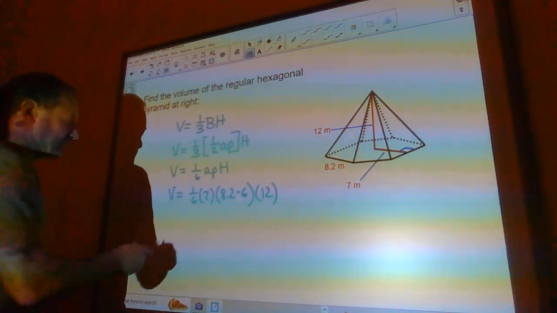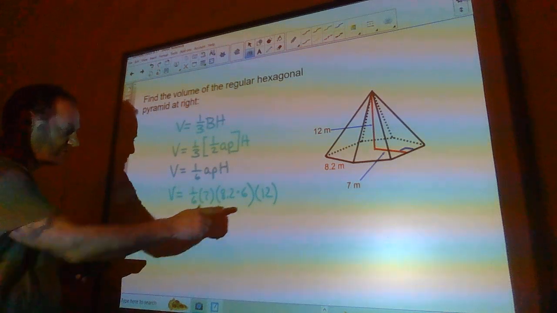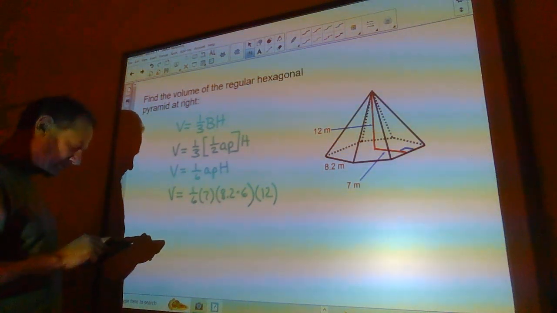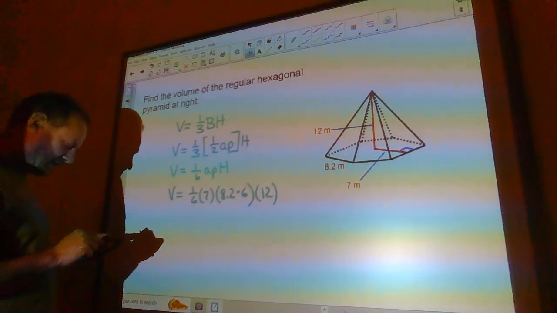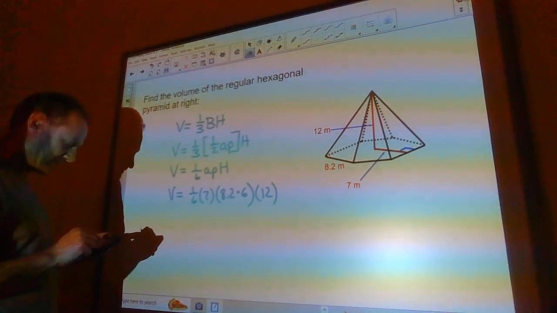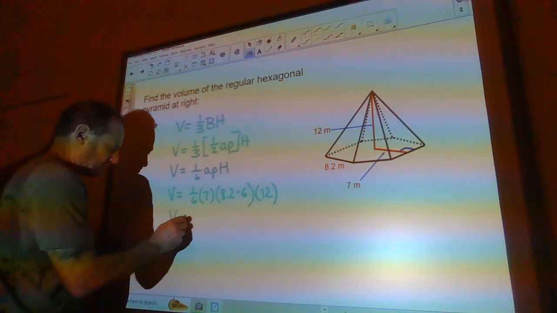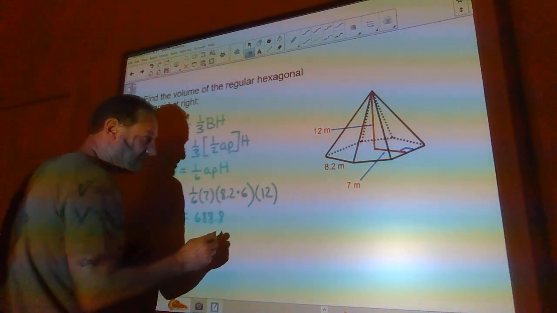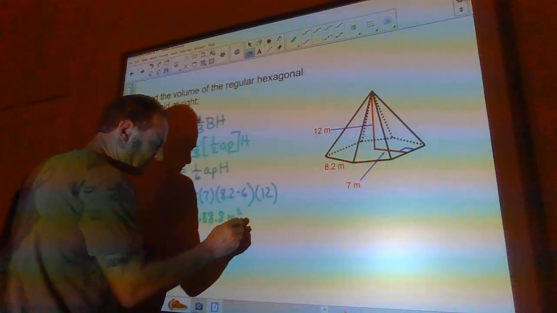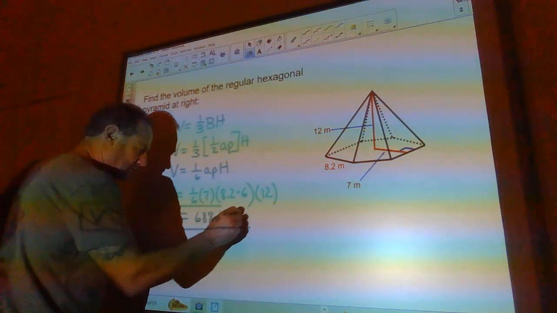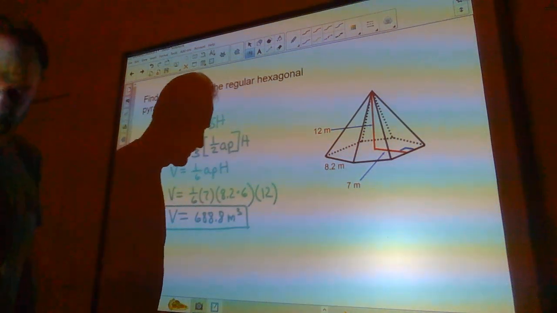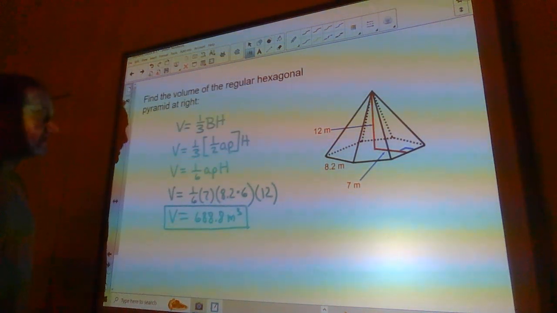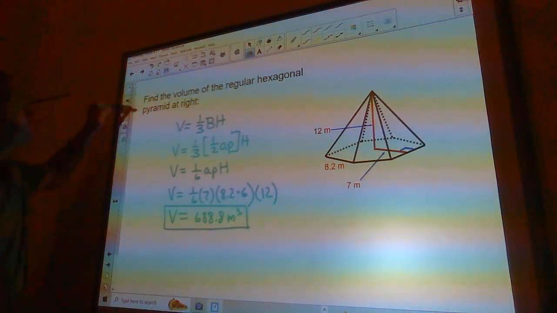Okay, so 1/6 of 12 is 2. 2 times 7 is 14. So this is going to be 14 times 8.2 times 6. The volume is going to be 688.8 cubic meters. All right, hopefully you got that.